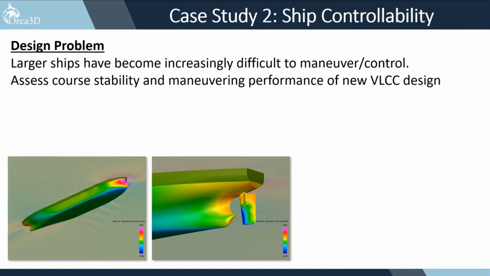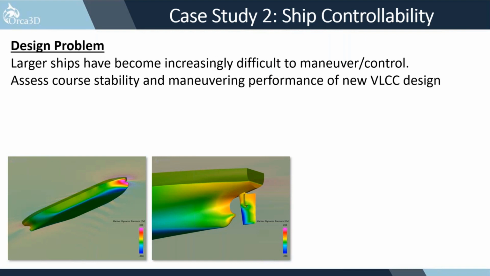Larger ships have become increasingly difficult to maneuver and control. So what we have here is a VLCC, a very large crude carrier. And you can see it has a large bulb at the bow. That bulb tends to destabilize the directional stability of the vessel. A lot of these vessels also have bulbous skegs instead of a flat plate skeg, and those bulbous skegs don't offer nearly as much cross flow drag at the stern. So they're not as effective in stabilizing the vessel.